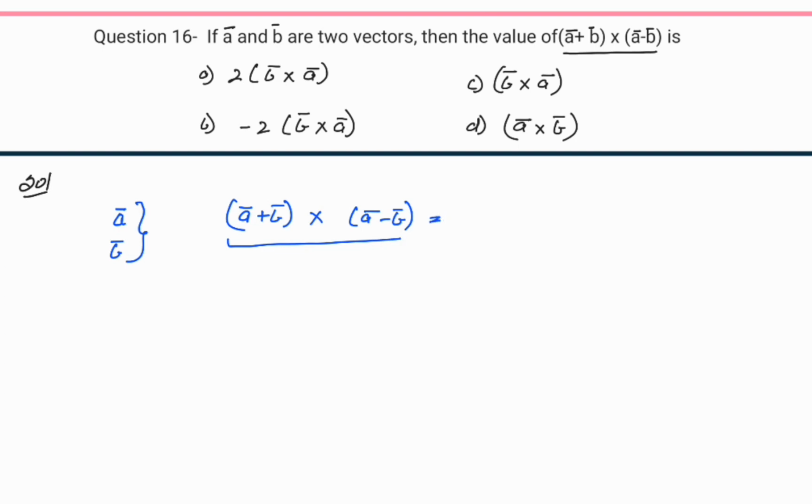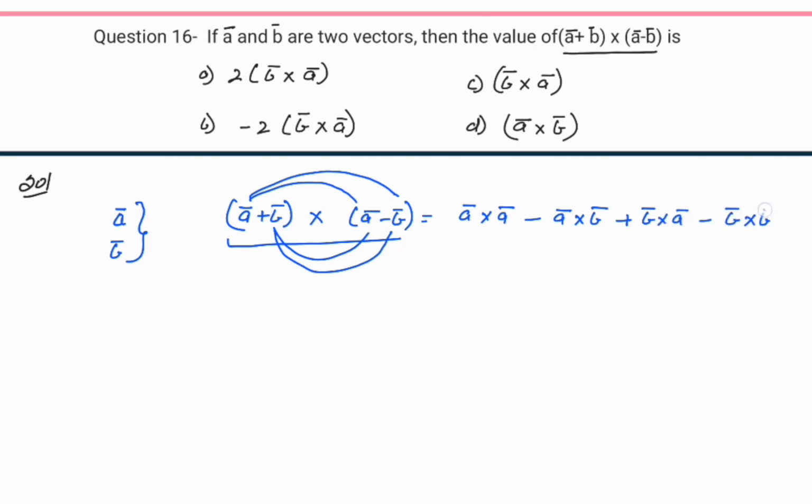First, open the expression. We know now the cross product is distributive in nature. Cross product is distributive in nature. That's why we are doing it like this, vector A cross vector A plus, and it's going to be minus now, minus vector A cross vector B. Just I'm opening the bracket. Multiply this, multiply this. Now next term, this and this. You will get plus vector B cross vector A and minus vector B cross vector B.